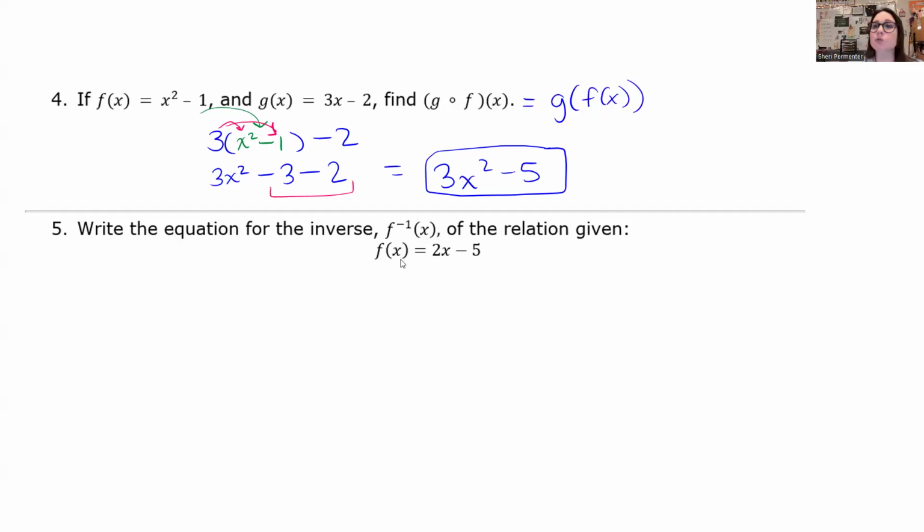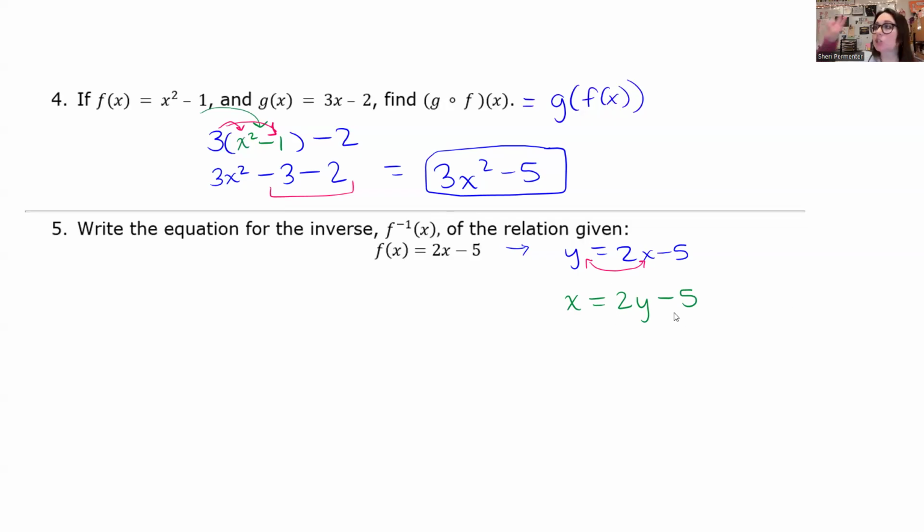So what we're going to do first is switch x and y. To switch x and y, remember that it's sometimes a good idea to rewrite it as y equals. Now I have an x and a y. I have to switch x and y and rewrite it. So I'm going to switch x and y. So I get x is equal to 2y minus 5. And now I'm going to solve for y.